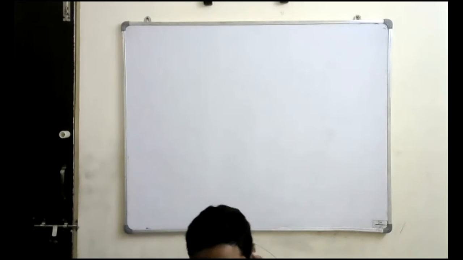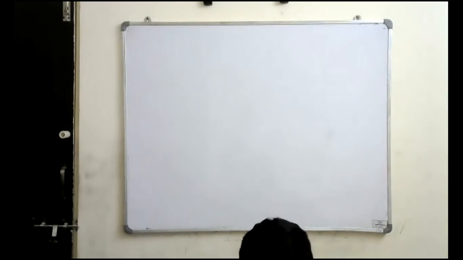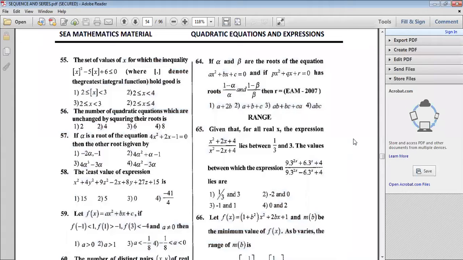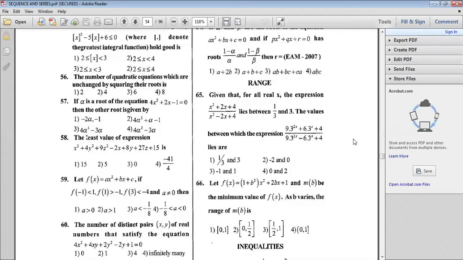So in the material, yesterday we have solved the problems up to 57, 56 तक हो गए ना? 58 is going on. Once observe the 58th problem.